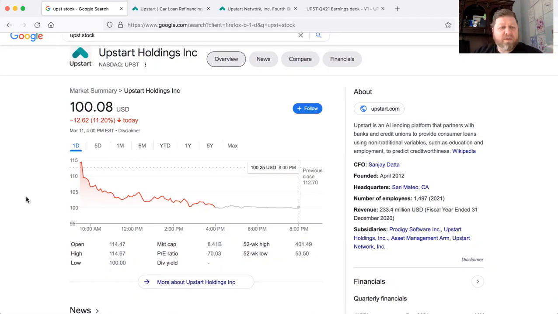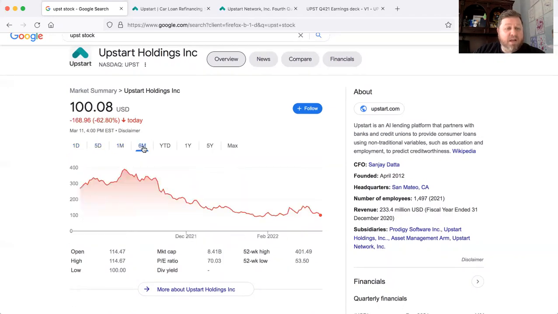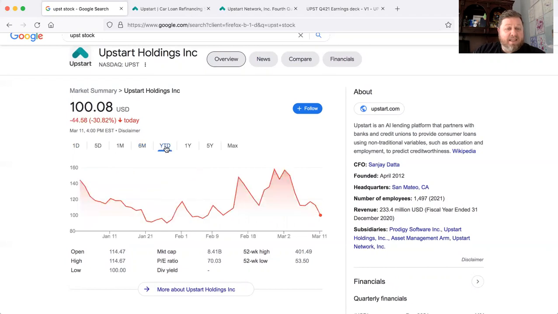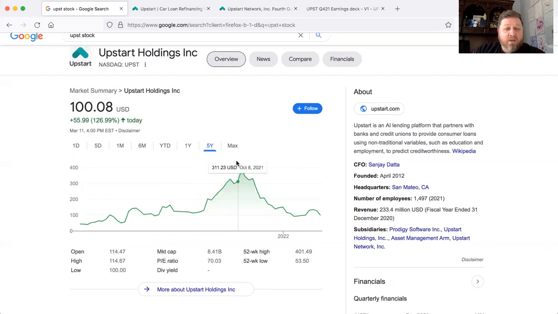So right off the bat, when I quickly looked at the price, you can see here that they've been down quite a bit, right? Even as I go to the 5-day, the 1 month, the 6 months, this is pretty ugly. We saw an all-time peak of 390, and right now we're sitting at about 100. So almost down 75% or so from that high. Not great. Probably a lot of reasons for that. We're going to dig in and find out.